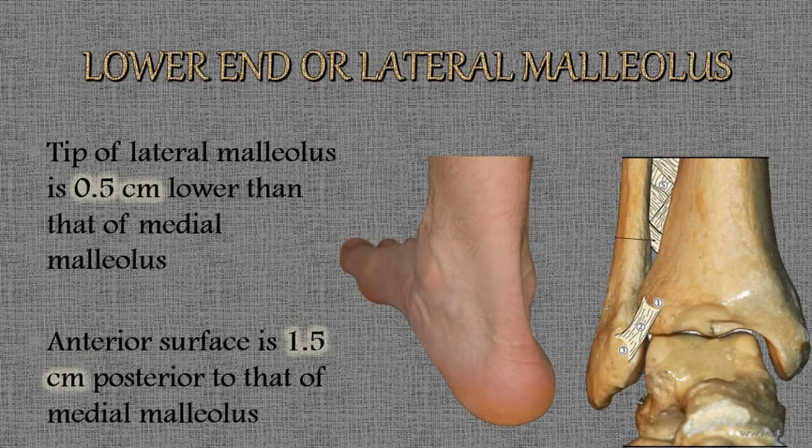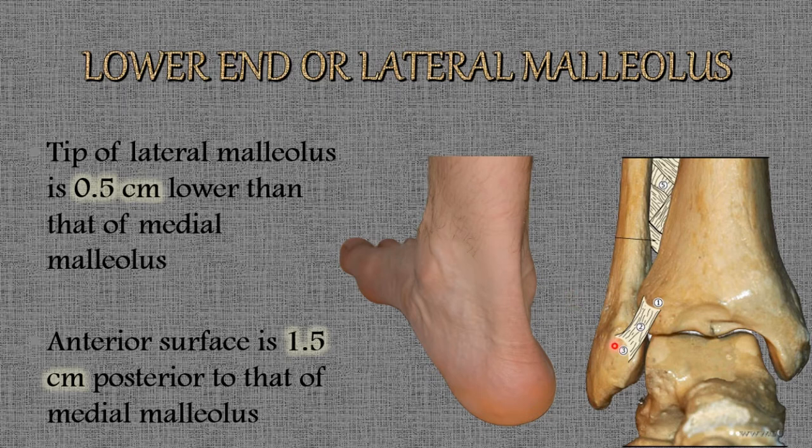Lower end or the lateral malleolus. Now you can see this is the lateral malleolus. This is the medial malleolus. The medial malleolus is formed by the downward projection of the lower end of the tibia on the medial side, whereas the lateral malleolus is formed by the downward projection of the lower end of the fibula. So this is the medial malleolus, the downward projection of the lower end on the medial side of the tibia. This is the downward projection of the fibula.